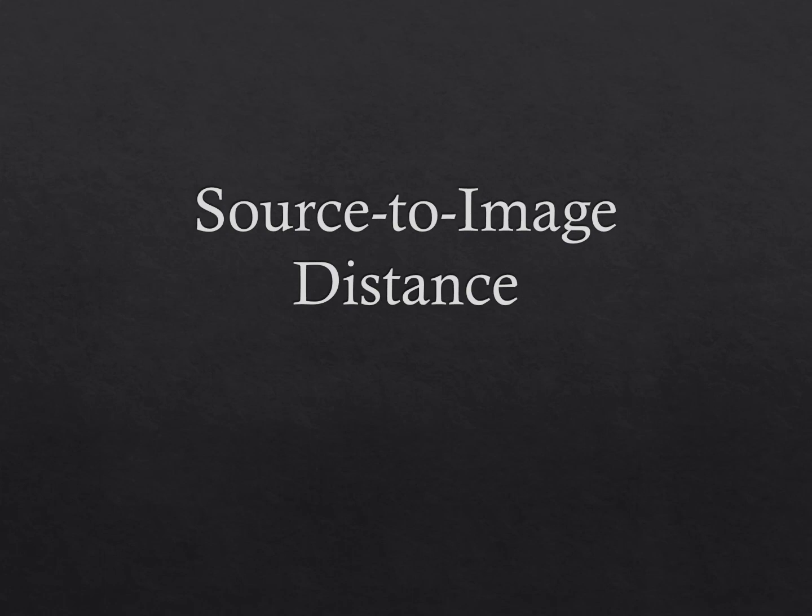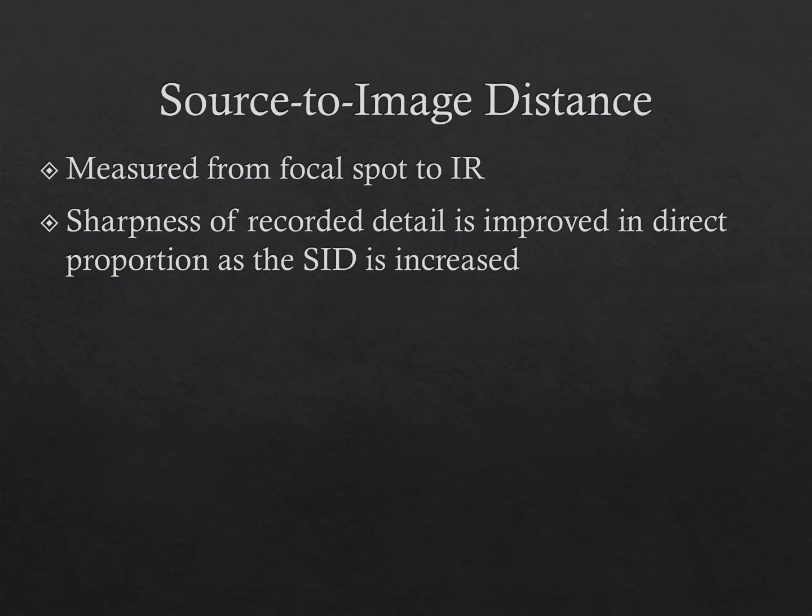So let's break down these different distances. Let's start with the SID, or source to image distance. We measure the source to image distance from the focal spot down to the image receptor. Whether that image receptor is on the tabletop or put into the bucky, you always need to make sure that you measure to the image receptor. The sharpness, or recorded detail, will be improved in direct proportion as the SID is increased.